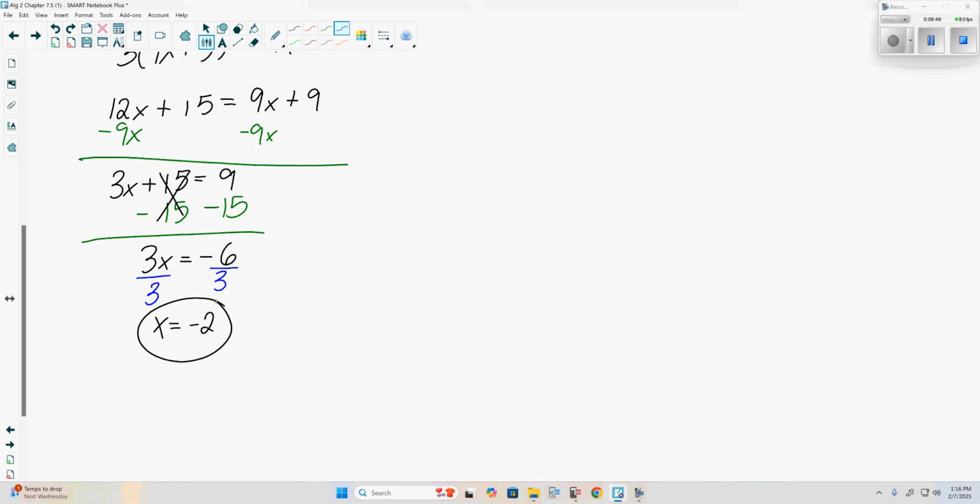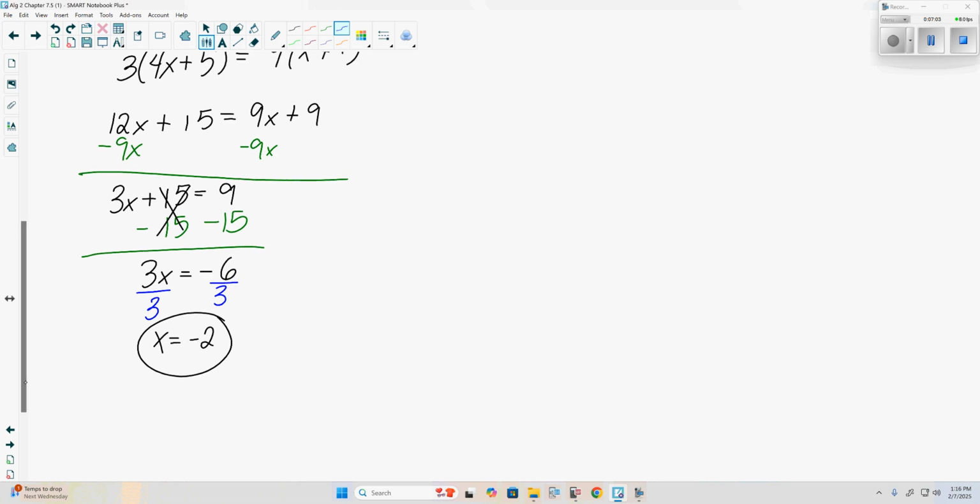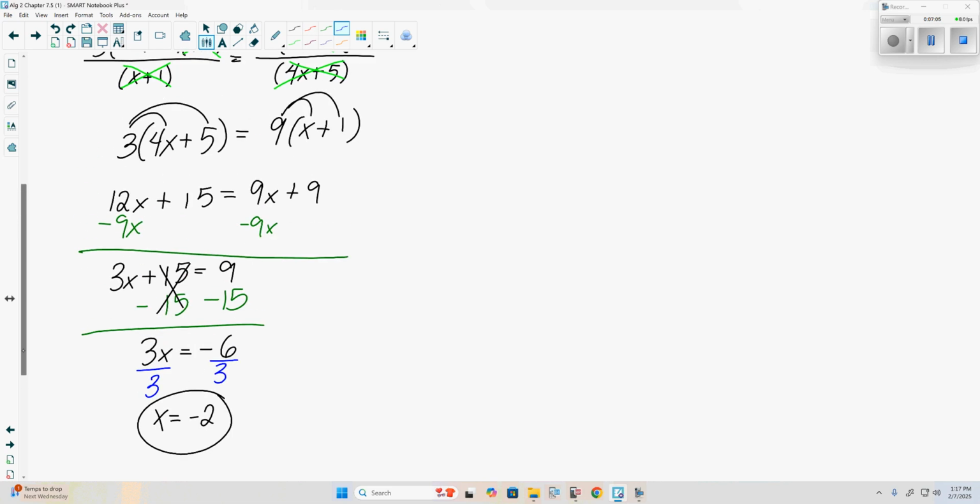The nice thing with restrictions is we don't have to plug it back in to check whether it works, whether it is a solution or an extraneous solution, one that we get from solving but does not work in the original context. Questions on this here?